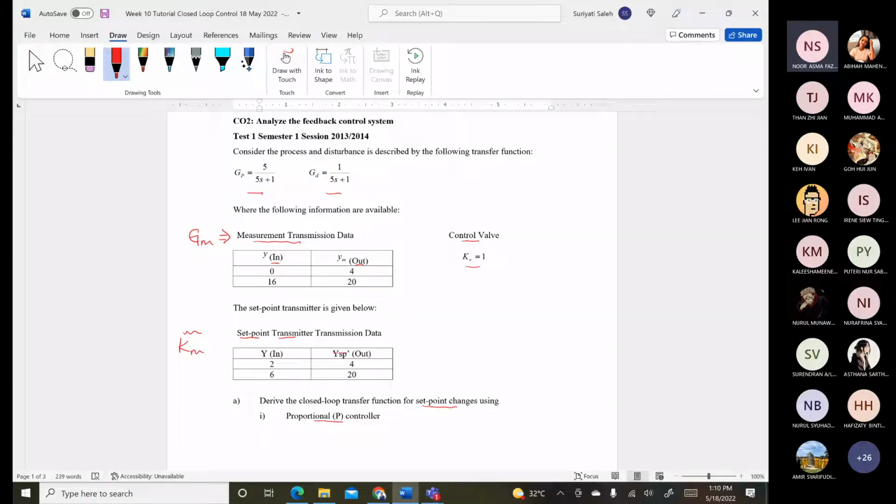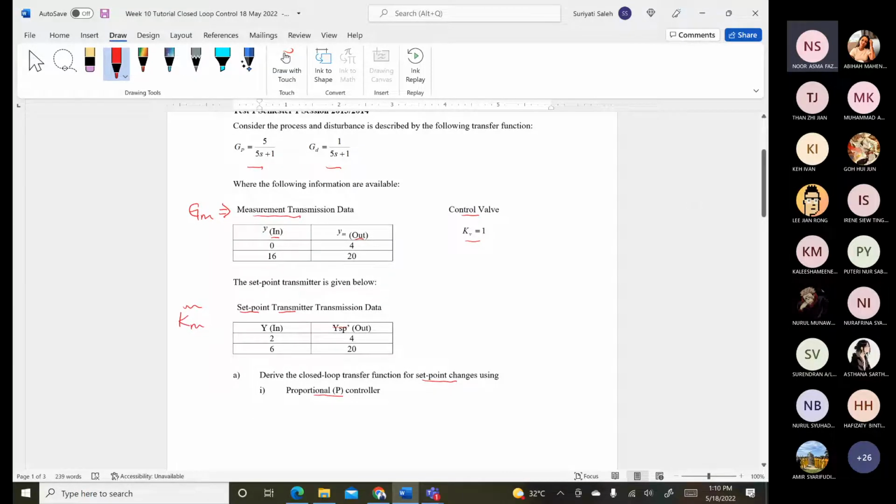The KM bar here represents the set point gain. In this case, the data is given in the form of a table. Based on the question, it asks you to derive the closed loop transfer function for set point changes. All right. Now, if we recall, you have two types of problems, set point changes or disturbance changes. Since in this case there is no GIP, the transducer transfer function is not given, meaning that the standard block diagram will be used.